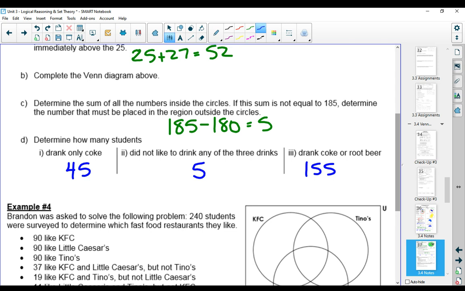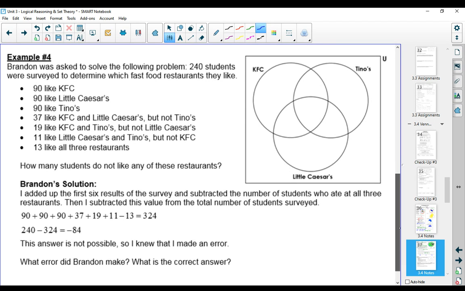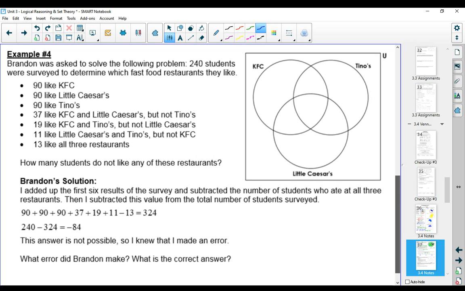All right, one last example. Brandon was asked to solve the following problem. 240 students were surveyed to determine which fast food restaurants they liked, and the choices are KFC, Little Caesars, and Tino's. Brandon does his solution, and he says he added up the first 6 results of the survey, and he subtracted the number of students who ate all three restaurants. Then he subtracted this value from the total number of students surveyed, and he got negative 84. So he said this answer is not possible, so he knows he made a mistake. And the question is, what error did he make?